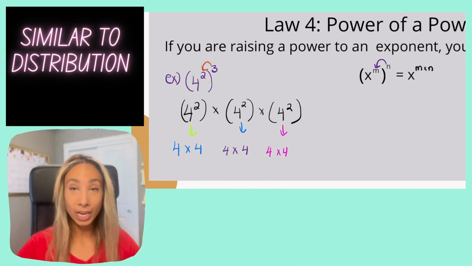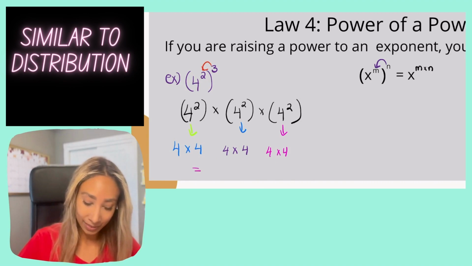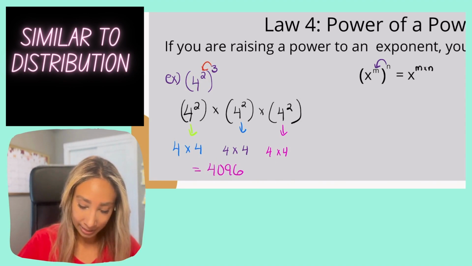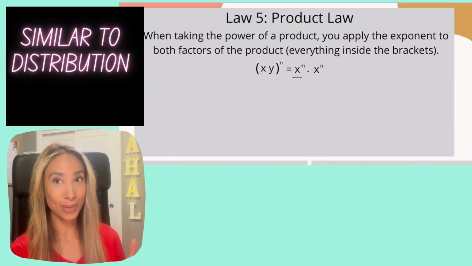So by doing that shortcut, you're getting the same thing here. Altogether, that's going to leave us with a standard form of 4096. Okay, I've got law number 5 here, or what's called the product law.